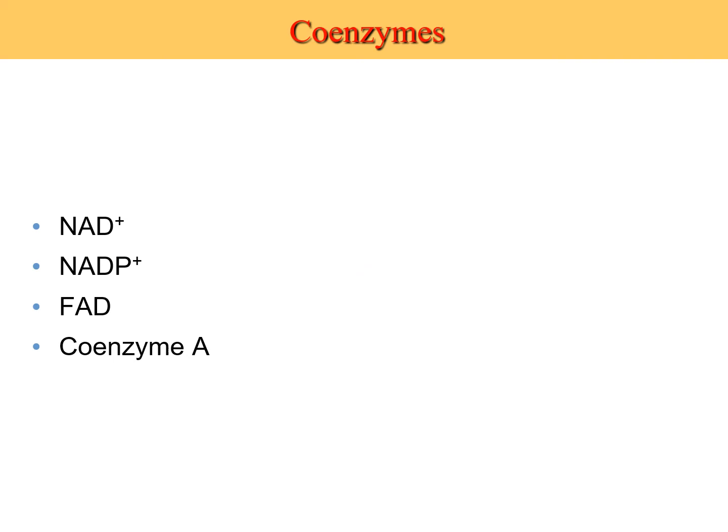Some examples of coenzymes, cofactors in biochemical reactions include NAD, NADP, FAD, and coenzyme A. Notice that the ink here used is black. So that's just for your information. You don't have to memorize these.